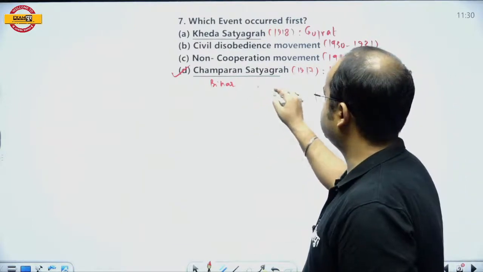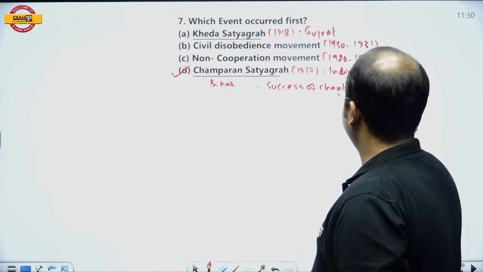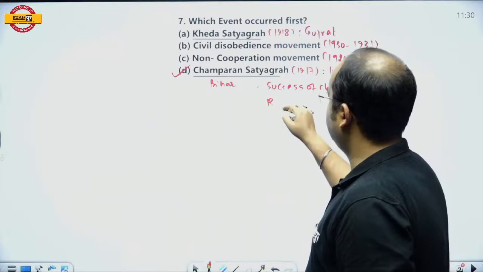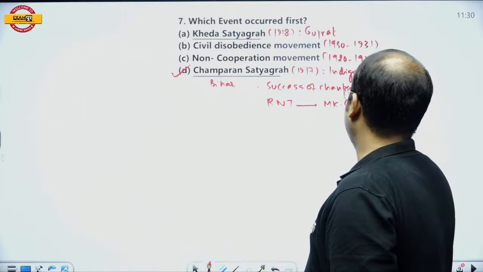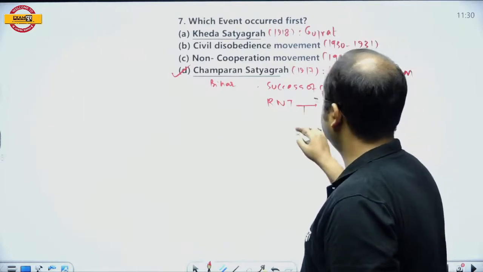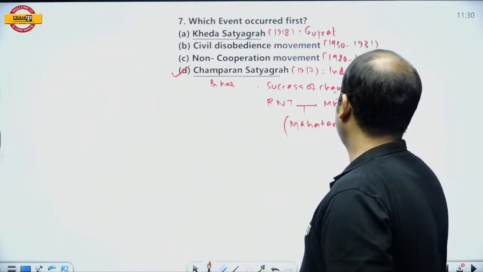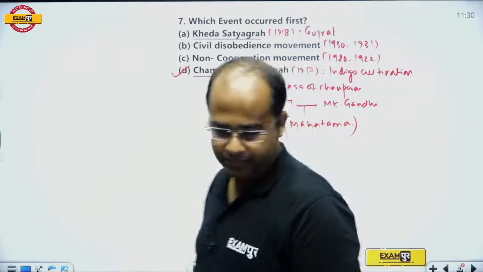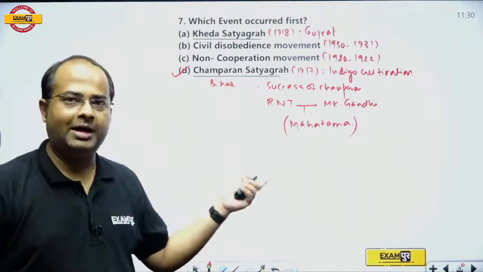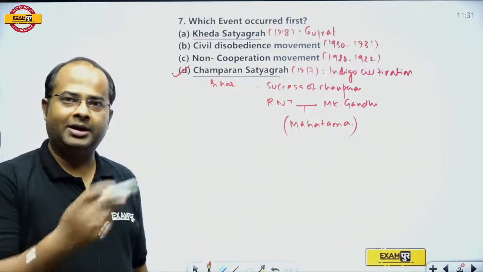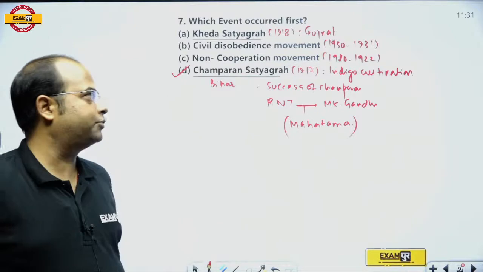And after the success of Champaran, Rabindranath Tagore gave the title of Mahatma to MK Gandhi. MK Gandhi was given the title of Mahatma. So the correct answer will be option D, that is Champaran Satyagrah, that happened in 1917, and Champaran is a place in Bihar. So the correct answer will be, guys, option D.